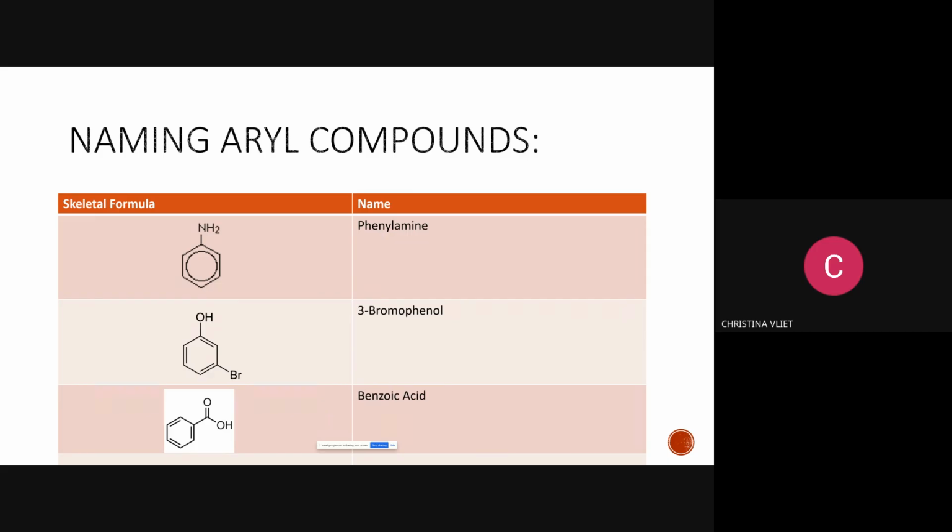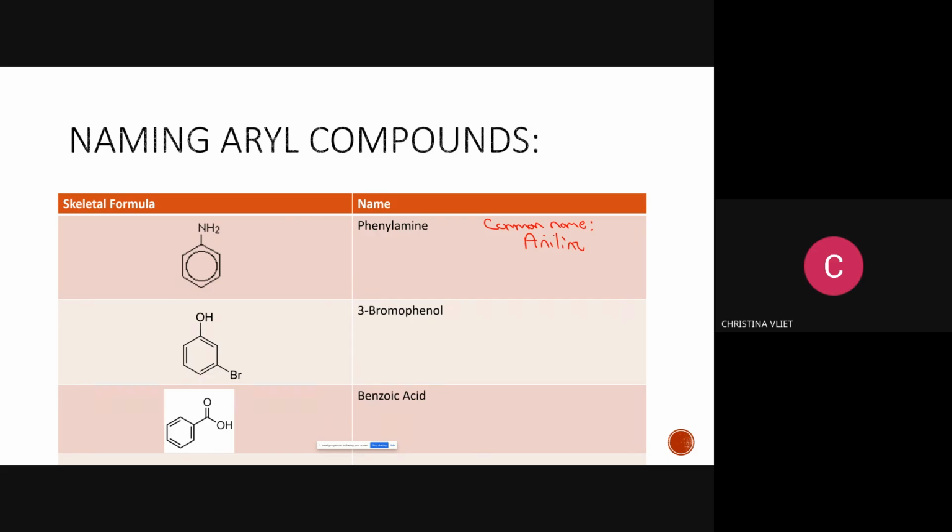There's phenylamine. We'll call it phenylamine. It actually has its own common name. You'll see it less often, but it's called aniline. That's how Americans and people around the world study it, as that, not using the IUPAC system. And then here you've got some variations to naming.